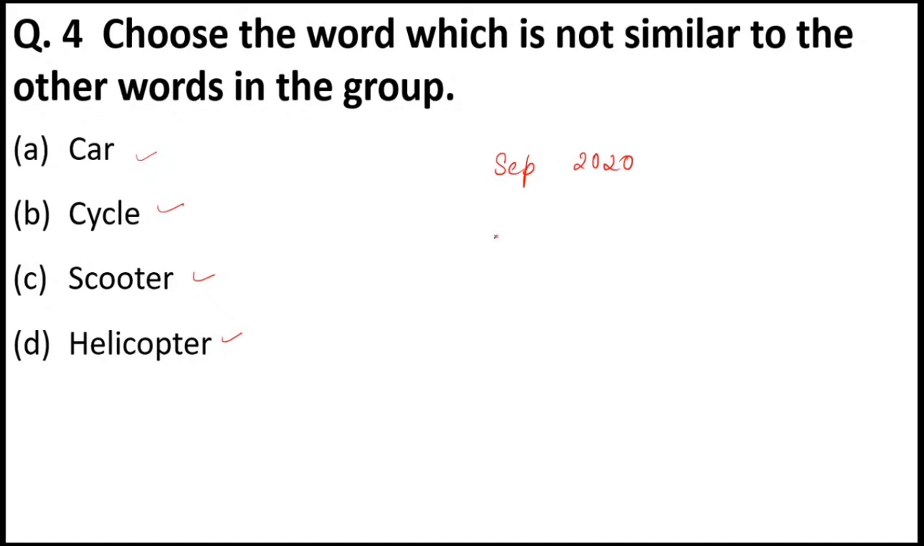In this question, the right answer is going to be cycle. Why cycle? Because a cycle is a manually operated device, while the others have their particular engines. Car has an engine, scooter has one, helicopter also has one, but cycle is a manual vehicle.